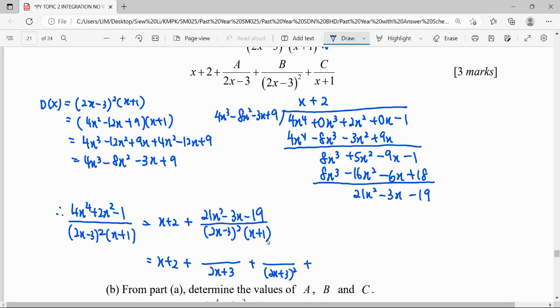Then one is a linear factor, so just split it as x plus 1. As we can see, when we have a linear factor here, the numerator will be a constant. For the repeating factor, inside here actually is linear, so up here will be a constant. For this also a linear factor, up here will be a constant c. So we managed to show this.